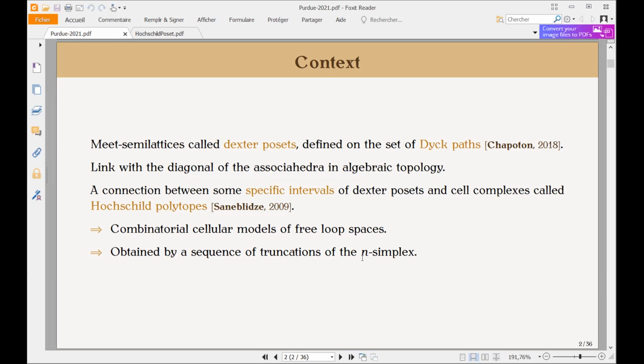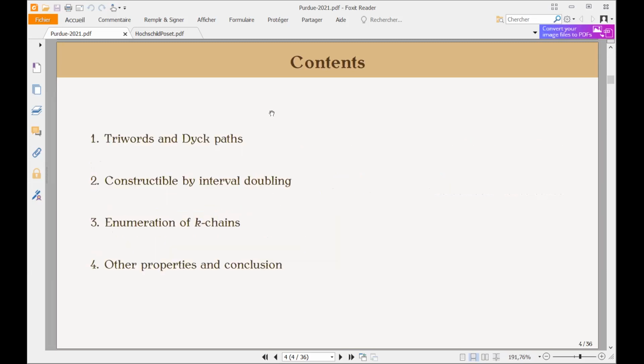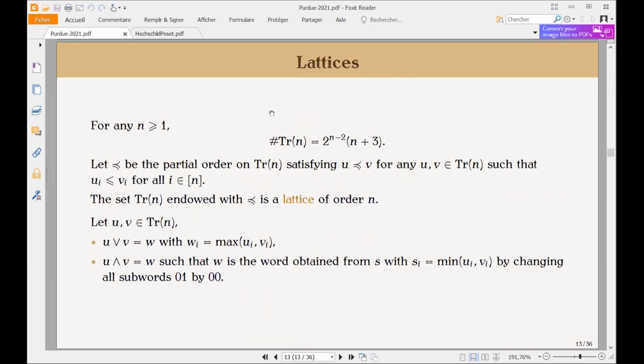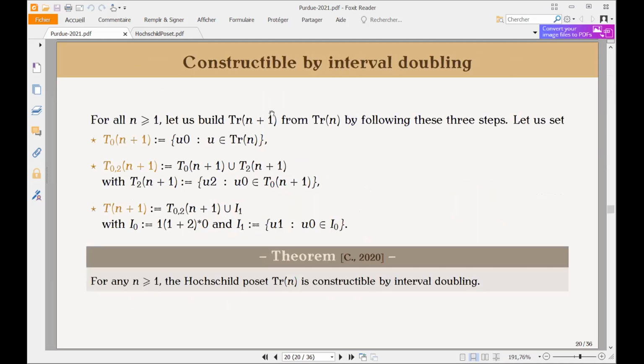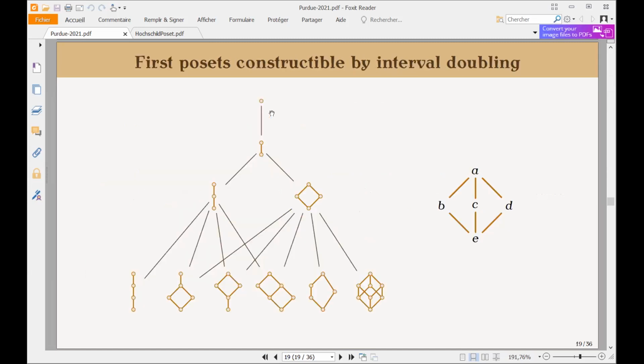I see. Yeah. There should be an inverse operation to this interval doubling, maybe. Yeah, contraction. That's right. And sometimes it's easier to show that something is constructible by interval doubling by showing that you can contract your poset to obtain the singleton.